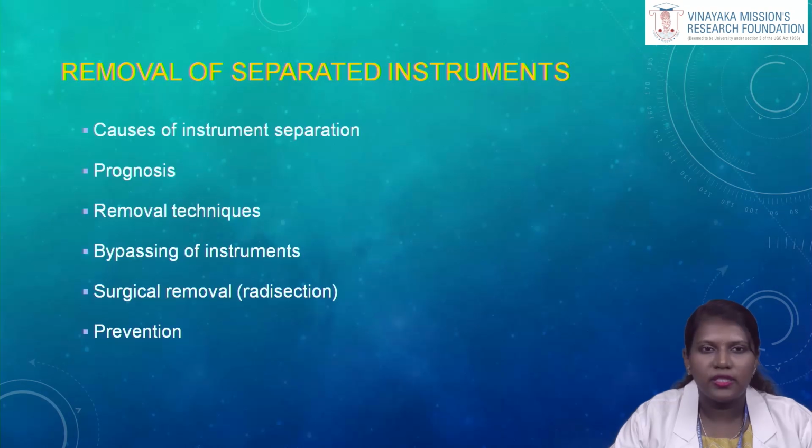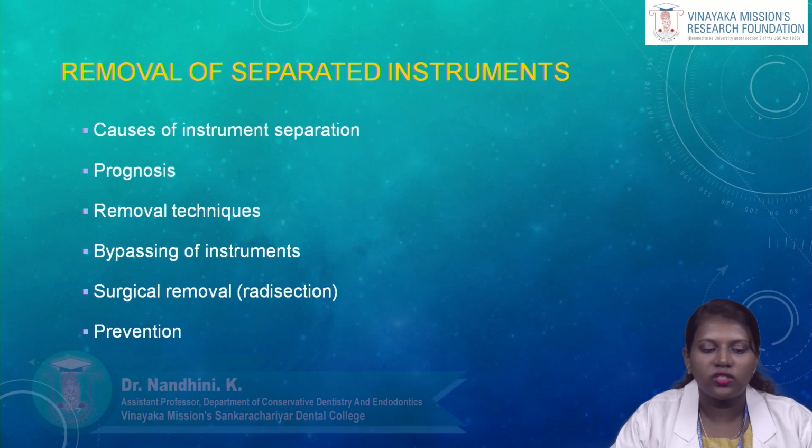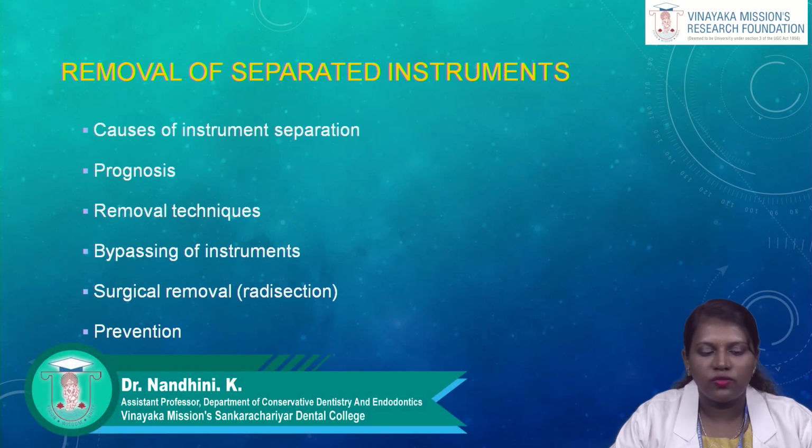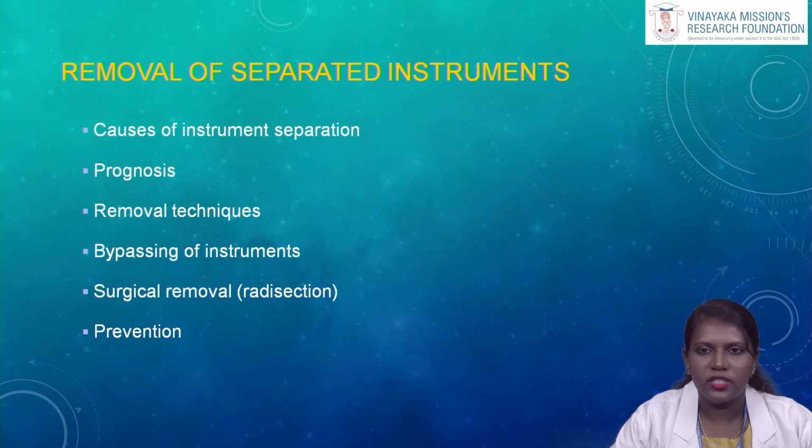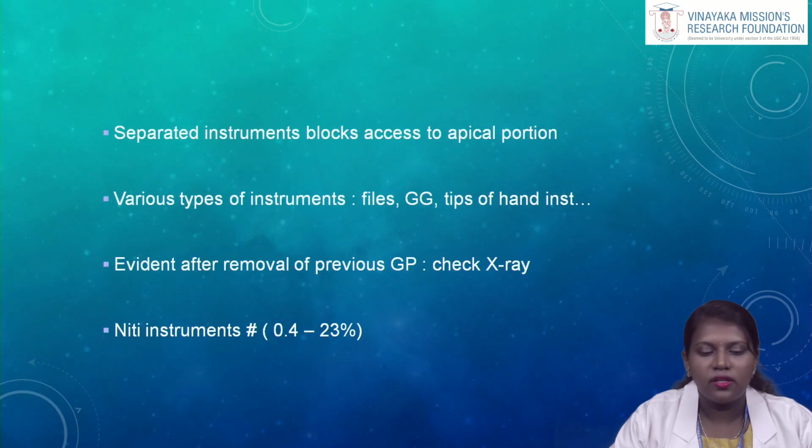Removal of separated instrument. In that we have to see the cause of instrument separation, prognosis of the treatment, removal technique, bypassing of instrument, surgical removal and prevention. Separated instruments block the access to the apical portion. Various types of instruments can be involved, which are files, GG tips, hand instruments, broaches, reamers, whatever it can be.